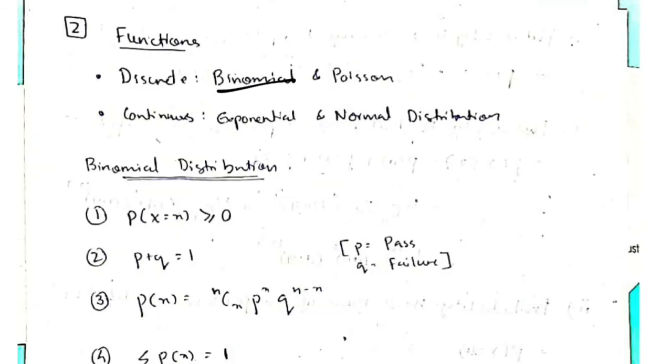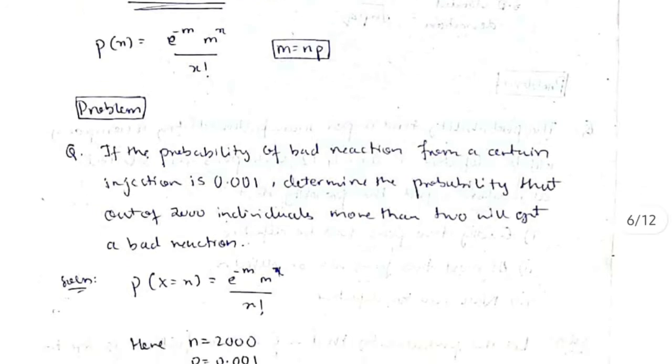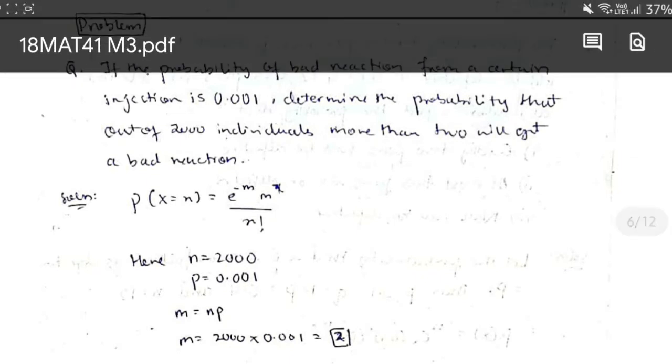This was for the binomial. Let's discuss Poisson. These two main formulas you have to remember: p of x is equal to e power minus m, m power x divided by x factorial, and m is equal to np. Okay, let's see a problem here.